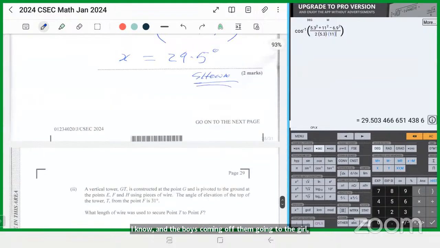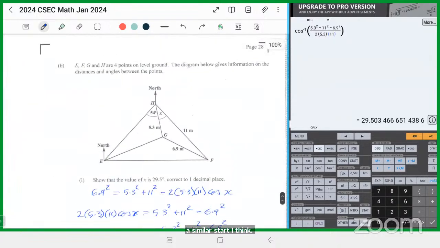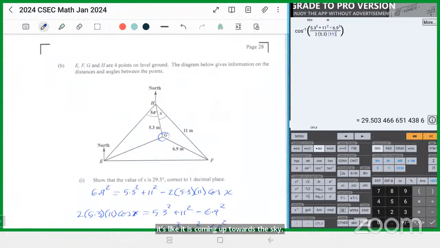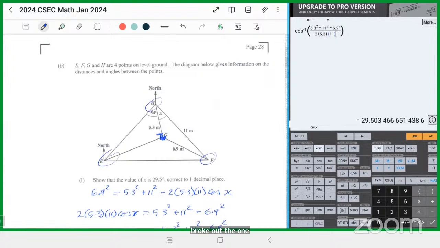Right? So right at this point G here, they put a vertical tower, but you can't see it in the diagram because it is coming up towards the sky. Remember, you're up in the sky looking down on the ground. So the T is on top of this G, right here. You have a tower right here, looking at the top of the tower, and that is the G. And that vertical tower now is pivoted to the ground at these 3 points.